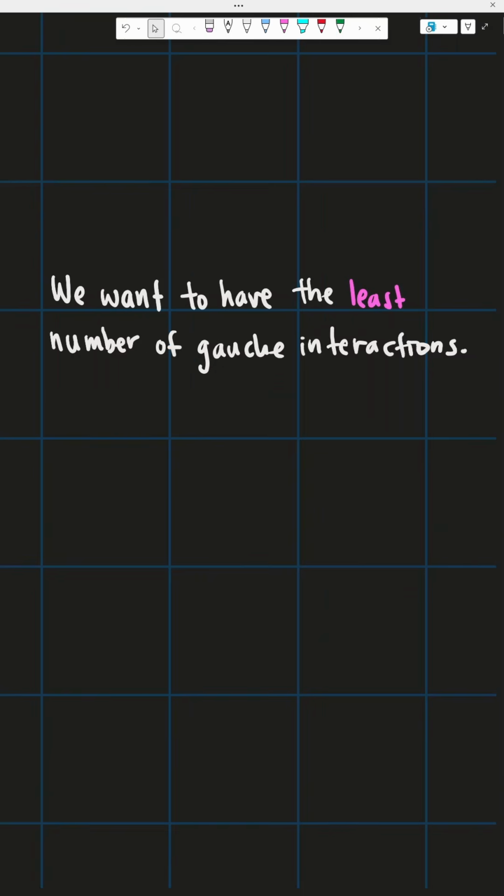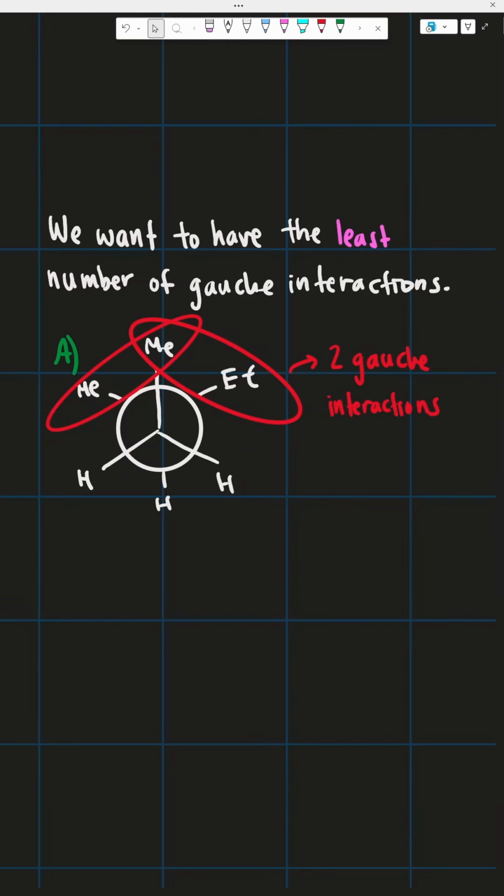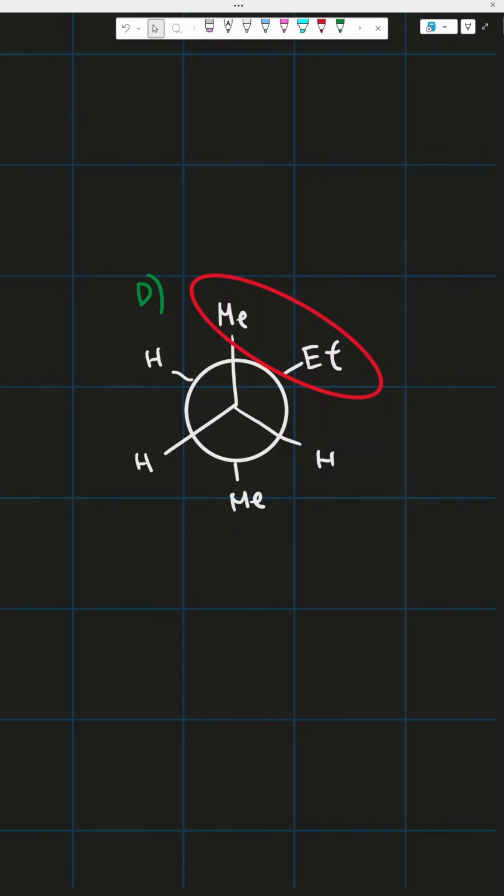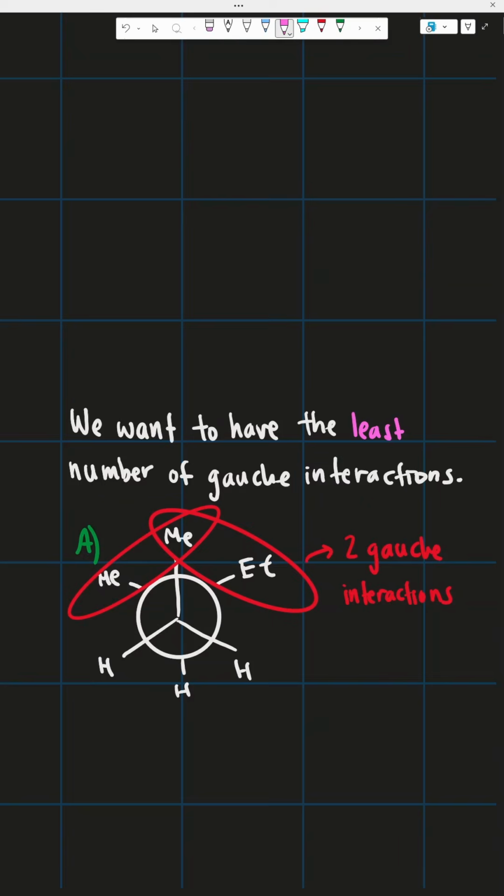The general rule is to avoid having any gauche interactions if possible. However, in our case, we have to have at least one gauche interaction. A has a methyl-methyl gauche interaction and an ethyl-methyl gauche interaction. B has a methyl-methyl gauche interaction only, and D only has an ethyl-methyl gauche interaction. We can rule out A because it has two gauche interactions compared to B and D.